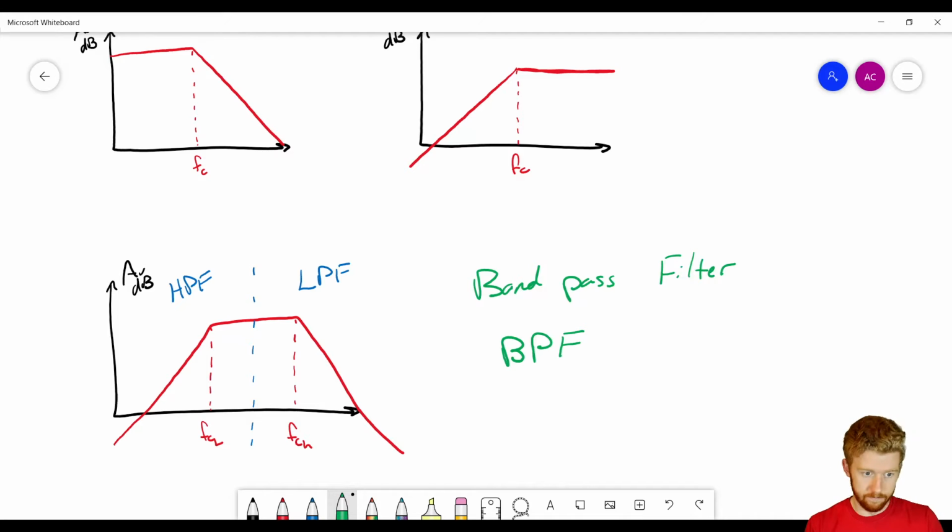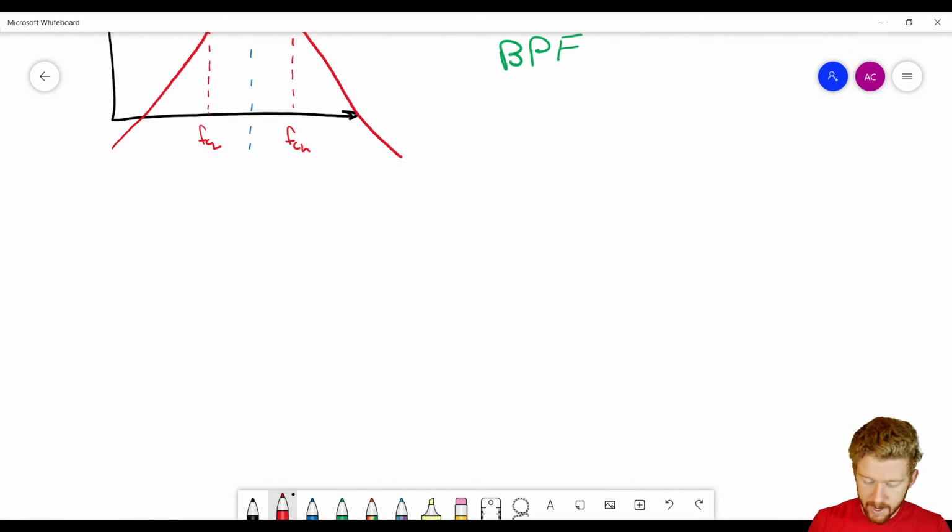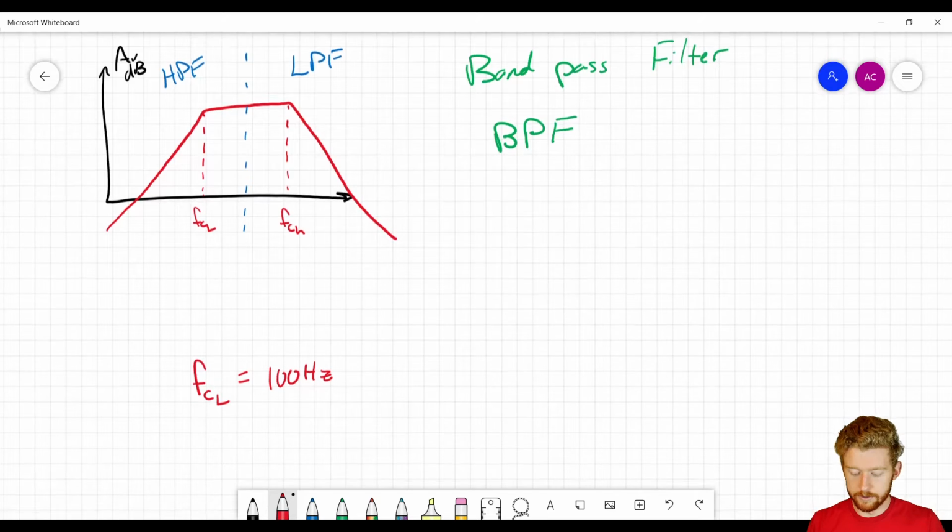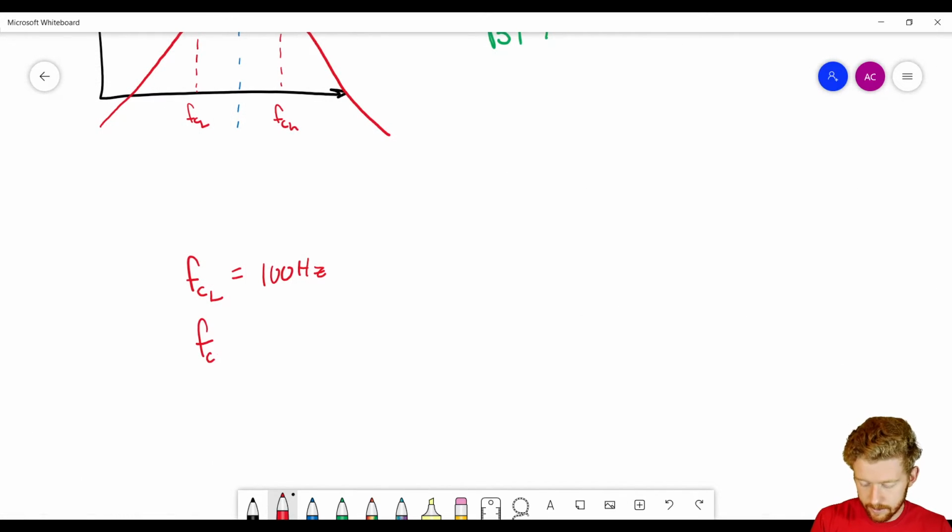Okay, so let's say that we want to have a bottom cutoff frequency. So I'm going to say we have FCL is equal to 100 hertz. So we're going to have a lower frequency of 100 hertz. And now our higher frequency, FCH, is going to be 10 kilohertz, or 10,000 hertz. Okay? So let's say that is our band of interest. That is what we're interested in keeping. Everything else we want to get rid of.